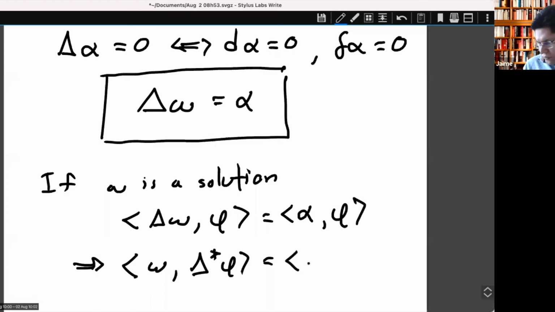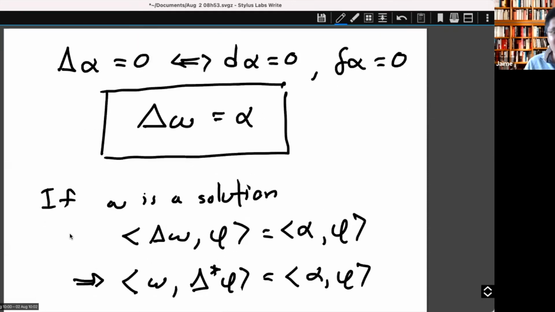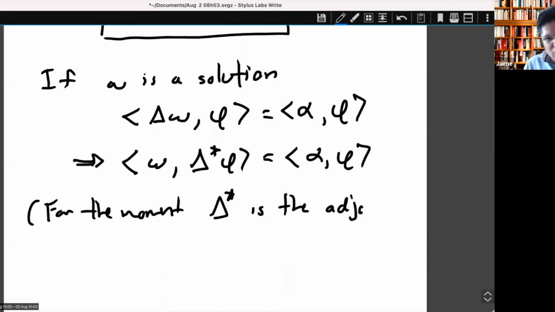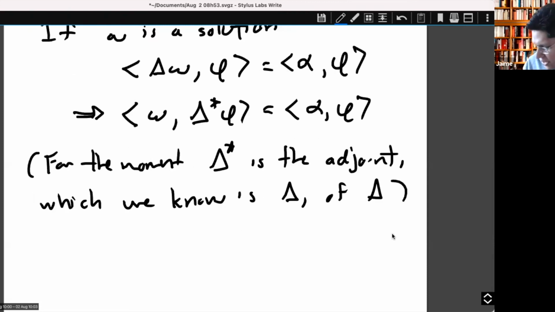Here nabla star is the formal adjoint of nabla, which we know here is actually nabla itself. But just for the moment, let's assume it's just an adjoint and we don't know anything about it. Okay.